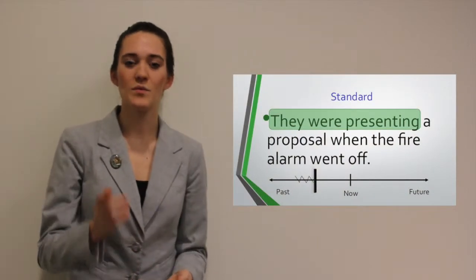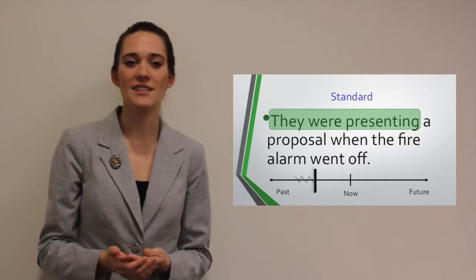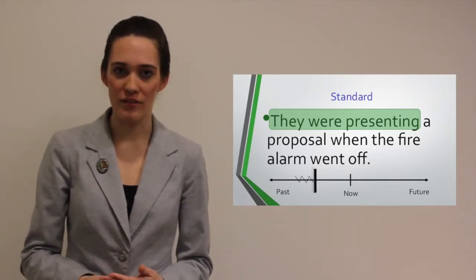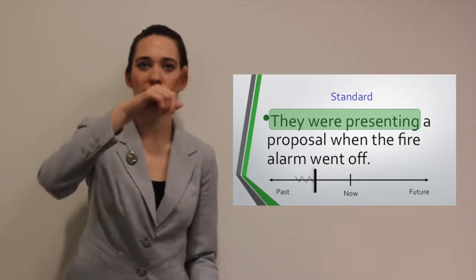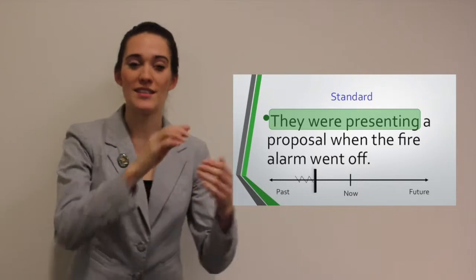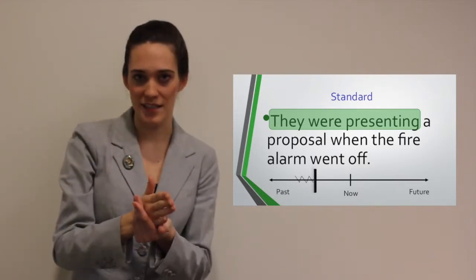For example, we have the past progressive in they were presenting. The full sentence is, they were presenting a proposal when the fire alarm went off. So you can see how there's the verb that's happening and then all of a sudden a verb that cuts it off.